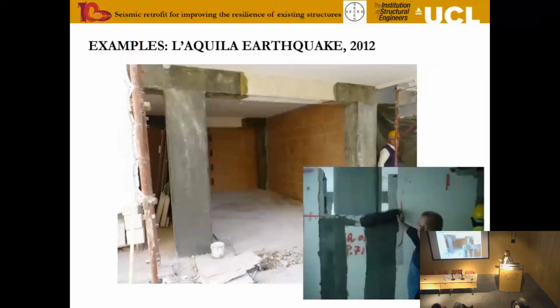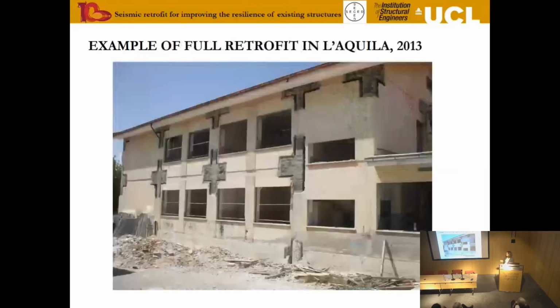This is another picture taken again from L'Aquila, where you can see that there's been quite substantial retrofit through FRP wrapping of columns. And this is a gentleman showing us the FRP wrap itself. But what you can see quite clearly here is that the wrap around the beams is just sort of laid around the surface and not anchored in any way or form. So whether it's effective, I don't know.